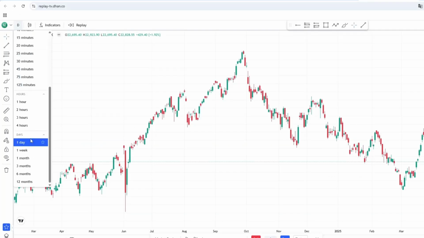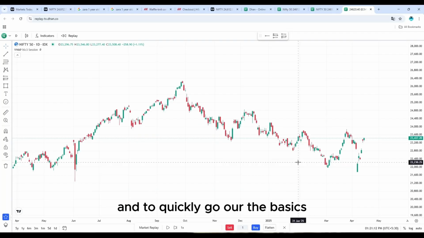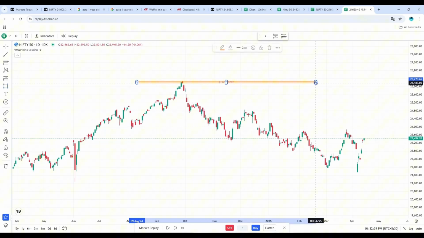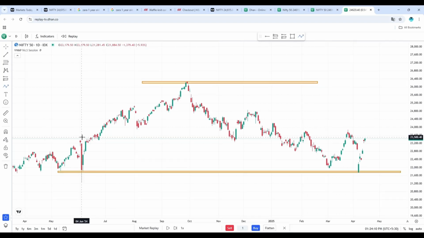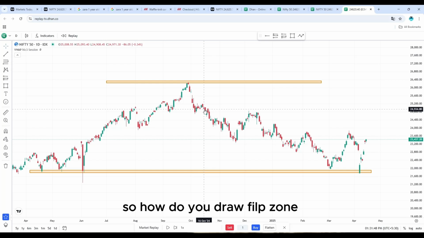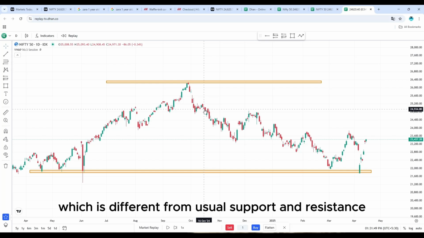Now we are on the Nifty daily time frame, and to quickly go over the basics, the whole idea with support and resistance is you have resistance at the top and support at the bottom. When the market comes to the support level, it usually bounces back higher, and resistance usually pushes the market lower. So how do you draw a flip zone, which is different from usual support and resistance?